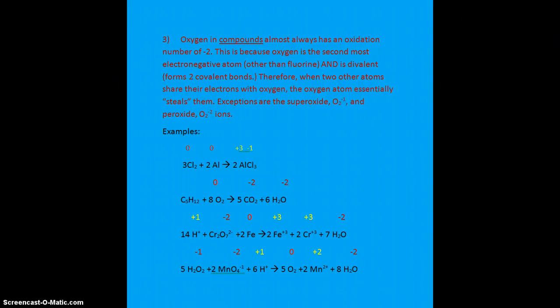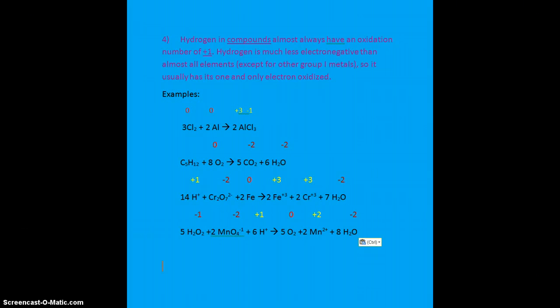So oxygen in combined form with other elements is almost always -2, with the rare exception of peroxide ions and superoxide ions. And of course, if it's elemental oxygen, it's still going to have an oxidation number of 0. Now, hydrogen in compounds, combined form, almost always has an oxidation number, excuse the typo, that should be has, an oxidation number of +1.